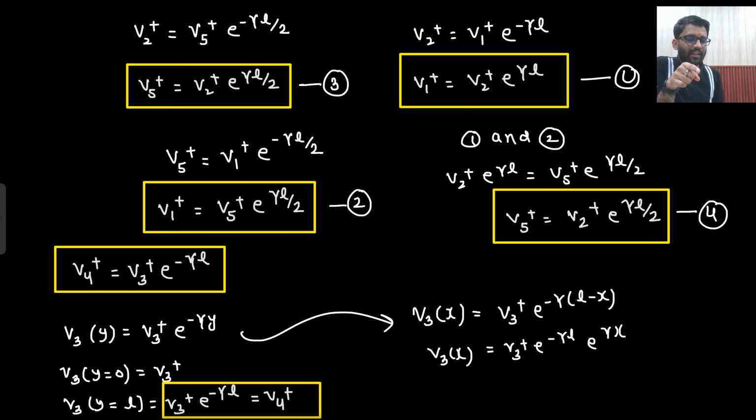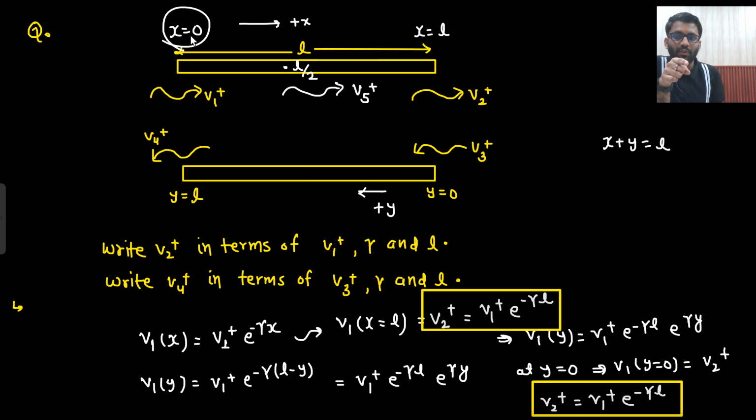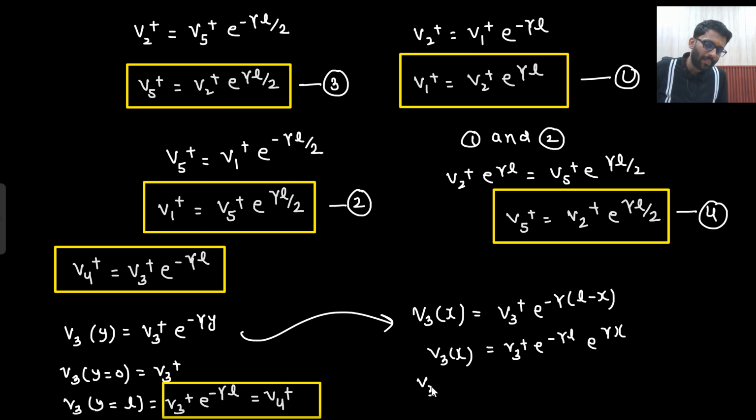Now V3(x) at x equals to 0, what will it become? V4 plus. V3(x) at x equals to 0 will become V4 plus. Are you getting the same expression? Yes. If you put x equals to 0, the exponential will become 1 only. So you are getting the same expression.